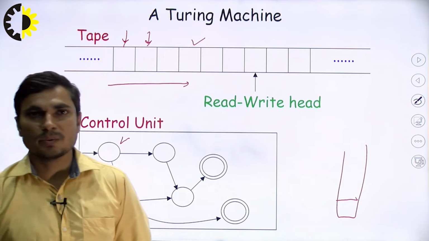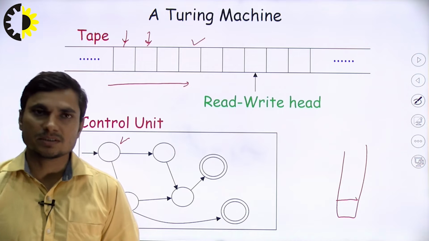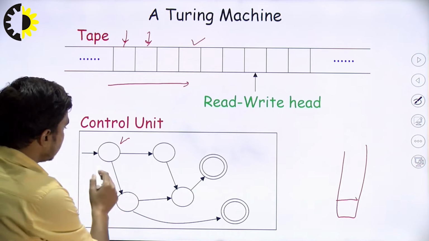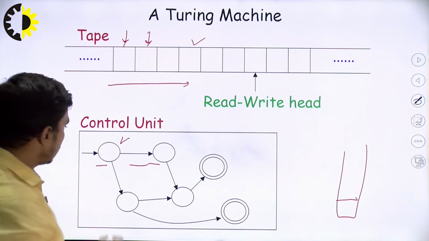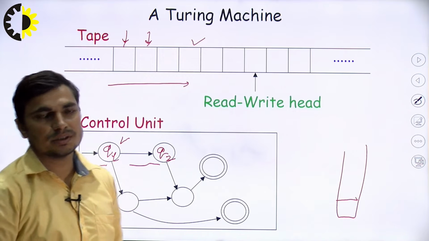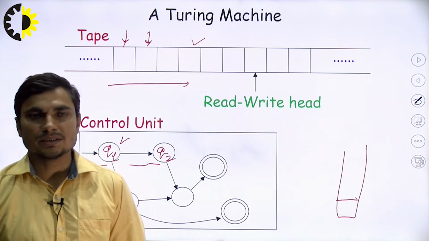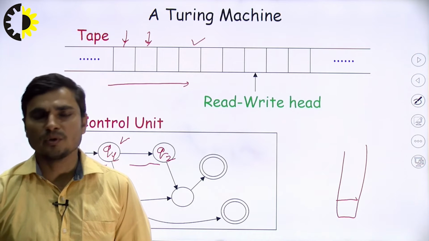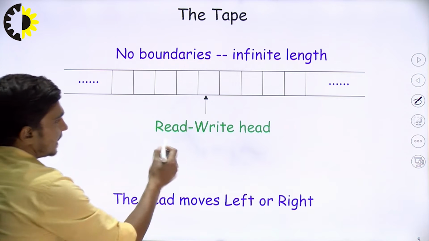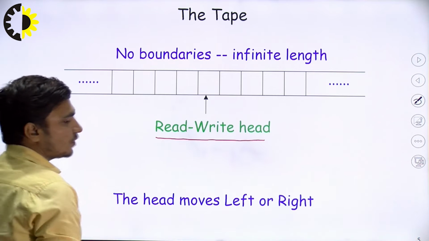The first operation is reading a symbol from the tape, and the second operation is writing a symbol on the tape. At that moment we change a state. Let's suppose this is your Q1 and this is your Q2. We either remain at the same state or we change a state, depending on the transition we are performing. The read write head can move left or right.